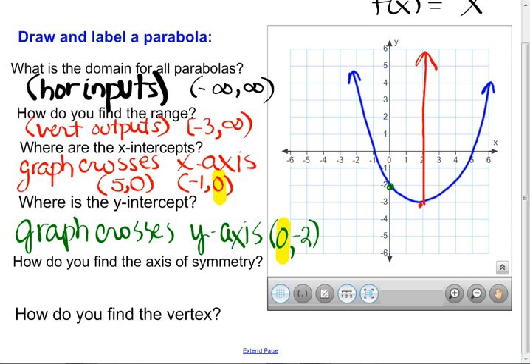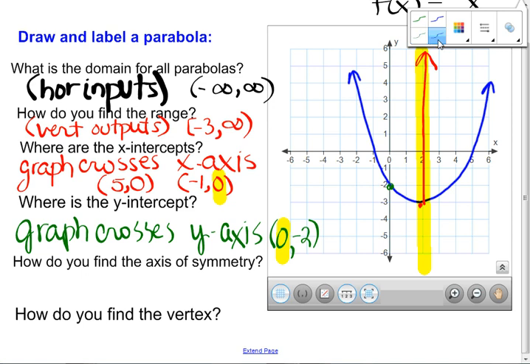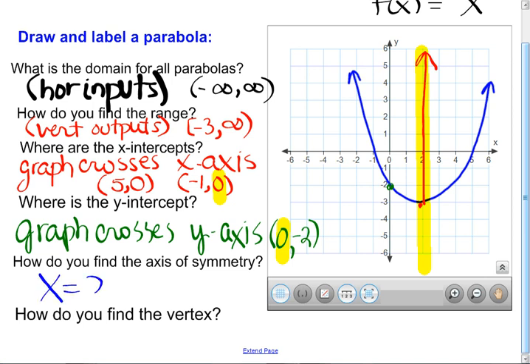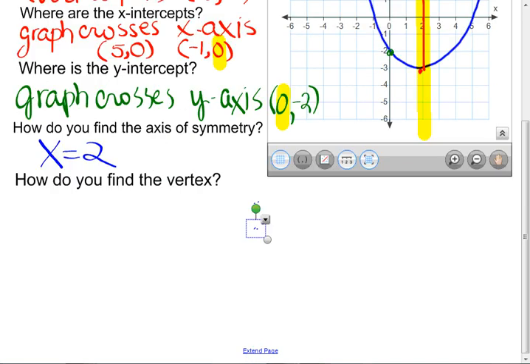And now I want the axis of symmetry, which looks like it's this line right here. How do I write that line? It's x, because it's the x coordinate. What is x equal to? 2. Once I find the axis of symmetry, I then can find the vertex if I know the function. In this particular case, we're just going to read the vertex off our graph. So where's the vertex on this graph? There. The vertex is right here.